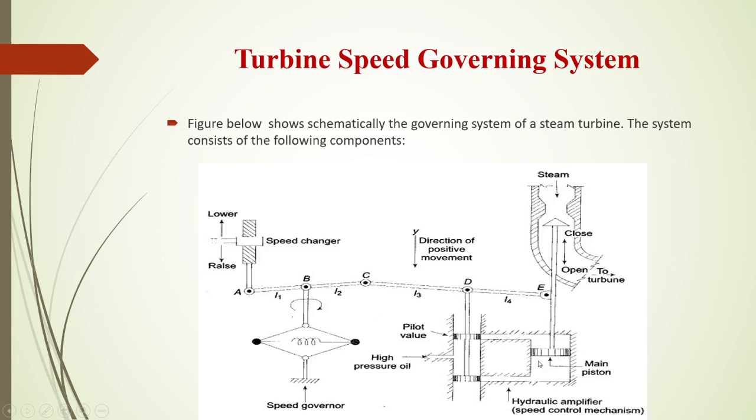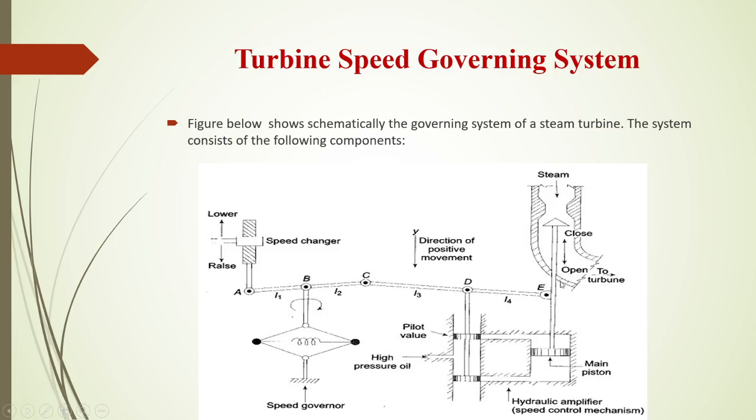Next is the hydraulic amplifier. The hydraulic amplifier comprises a pilot valve and main piston arrangement. This is the pilot valve and this is the main piston. Low power level pilot valve movement will be converted into high power level piston valve movement. This is necessary to open or close the steam valve against high pressure steam.